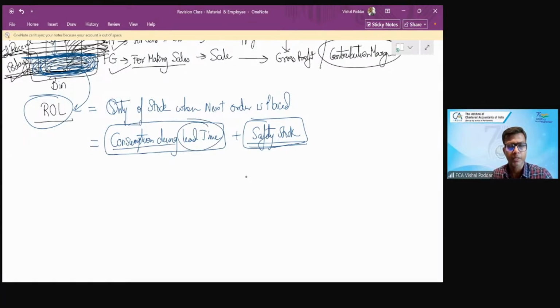Lead time is the time gap between today I put a call to my supplier, and in how much time the material will reach my factory or my godown. This time gap, from the date of placing order today, I call up, I put a mail and place order, and the date of receiving the material, is called lead time. Now, this lead time may be 2 days, 4 days, 6 days. Here we always consider the average lead time. So let us say average lead time given is 3 days.